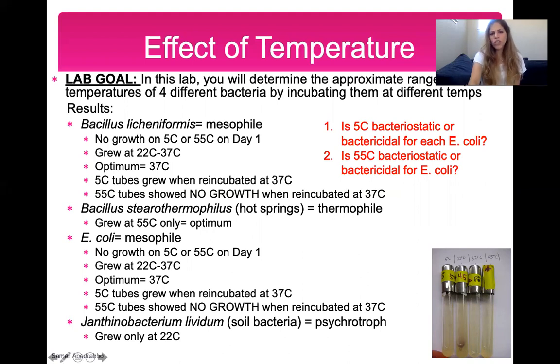And just to go through them, for Bacillus licheniformis, the optimum temperature is 37 degrees Celsius, so I would classify this as a mesophile. For Bacillus stearothermophilus, it only grew at very hot temperatures, at 55 degrees Celsius, so we classify this as a thermophile. E. coli is a mesophile, and Janthinobacterium lividum, its optimum and only temperature it grew at is 22 degrees Celsius, so we would classify this as a psychrotroph.